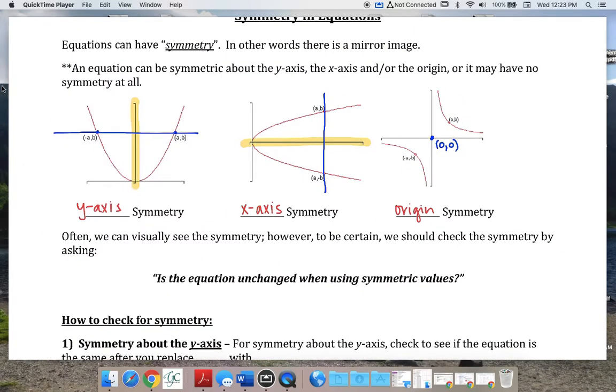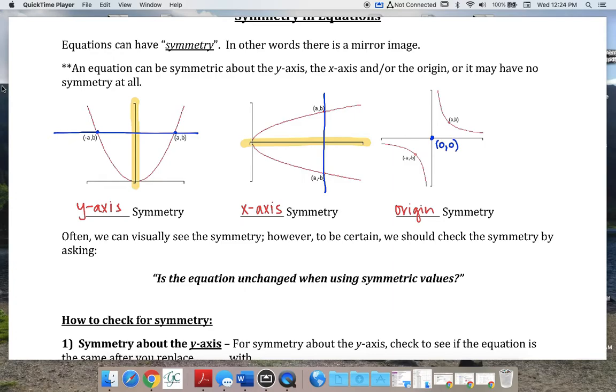It is possible that a graph does not have symmetry at all. So if we're looking at the graph for y-axis symmetry, if that parabola were shifted left or right along the x-axis, now it is no longer symmetrical about the y-axis there. Think about whatever your point of symmetry is, or line of symmetry. It's cutting the graph in half.